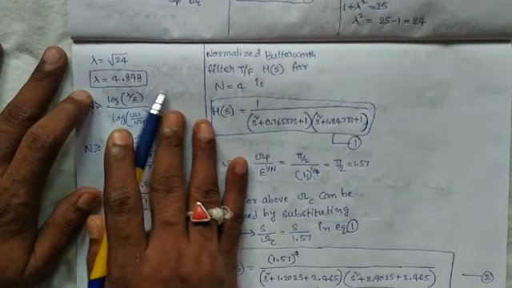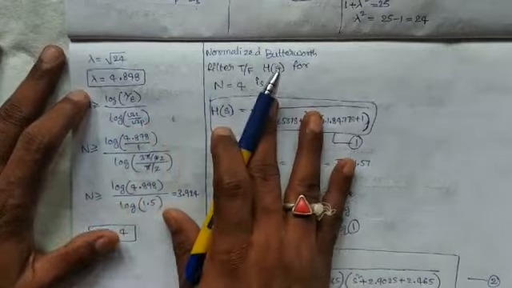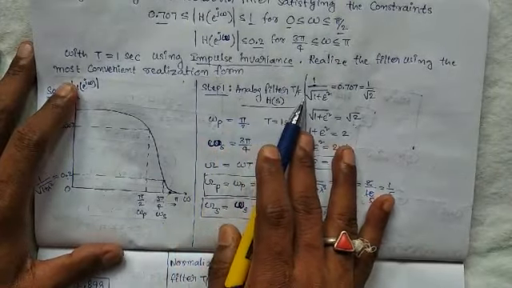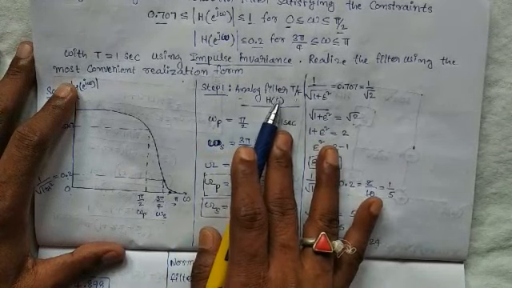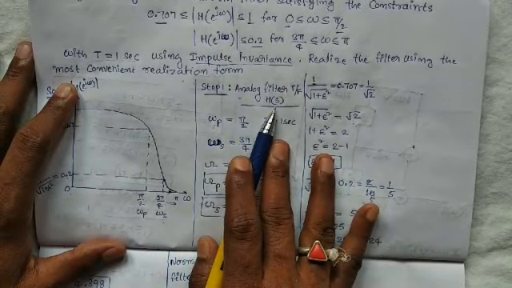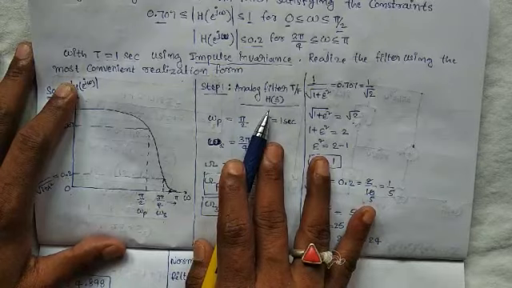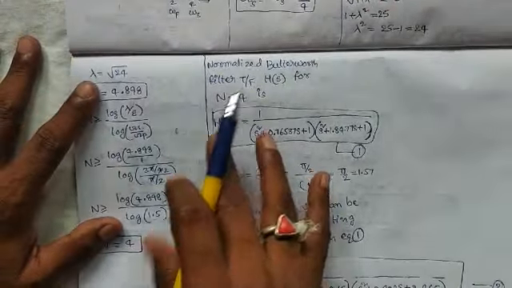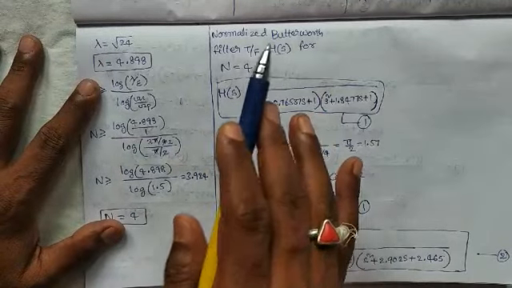4.898 it is. Here, in the first step, what are we determining? The analog Butterworth filter transfer function, H of S of the system. What are the steps to design it?